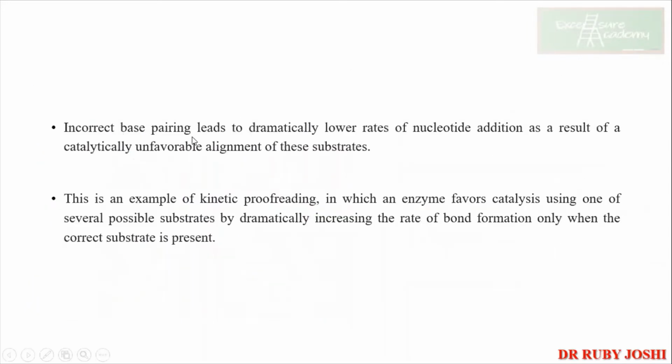Now, incorrect base pairing leads to dramatically lower rates of nucleotide addition as a result of the catalytically unfavorable alignment of the substrate. Okay, so this is an example of kinetic proofreading. Now, it is also important to understand what you mean by kinetic proofreading. This is for the MSc students. So what does kinetic proofreading mean? It means the enzyme favors catalysis using one of several possible substrates by dramatically increasing the rate of bond formation only when the correct substrate is present.